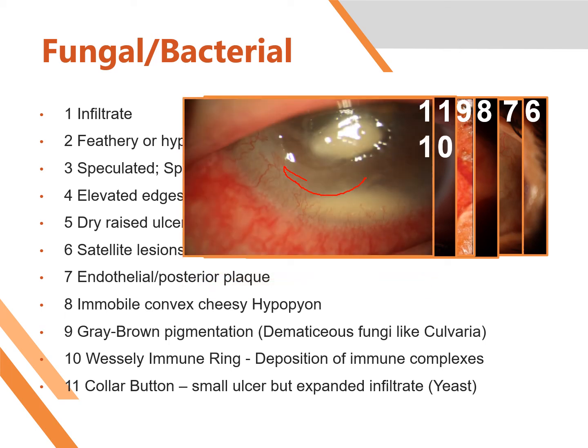Then is the collar button appearance. Collar button appearance is like a collar button. It is like a mushroom shape. So at the top, the ulcer will be big, but its attachment to the cornea will be relatively small. So it will be a collar button shape, and that points out towards fungal keratitis.